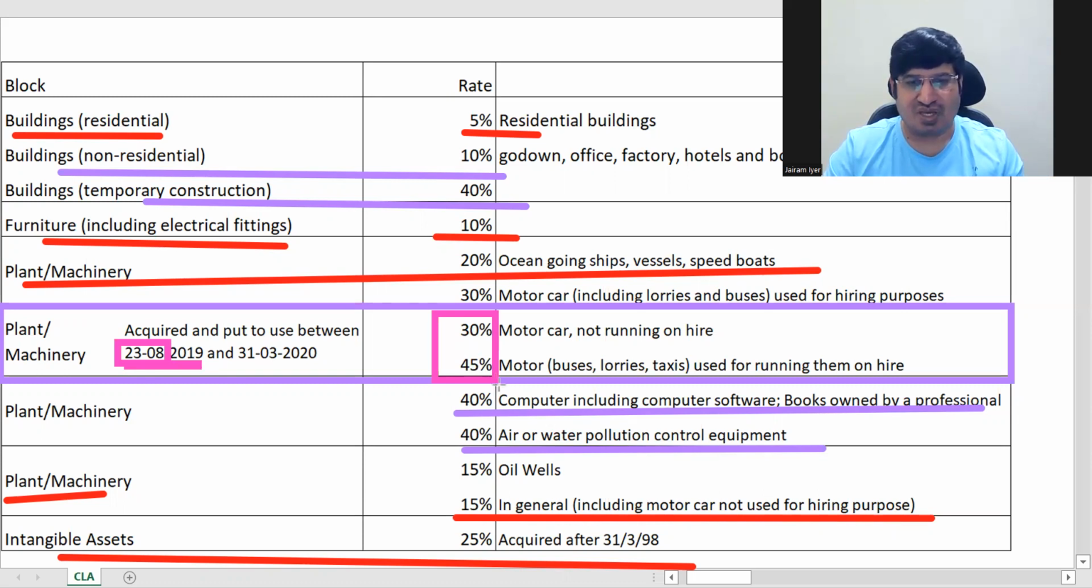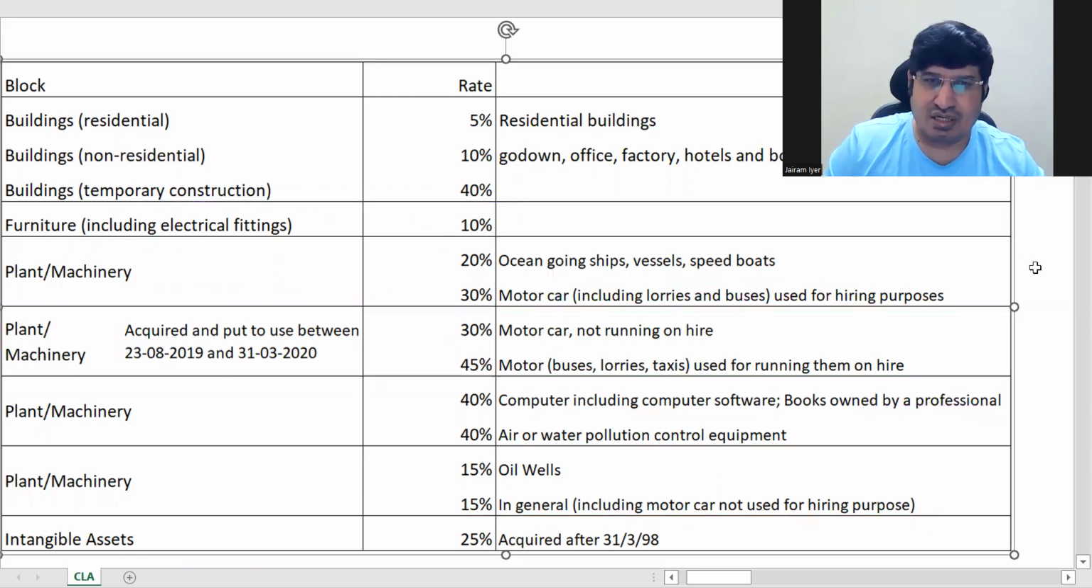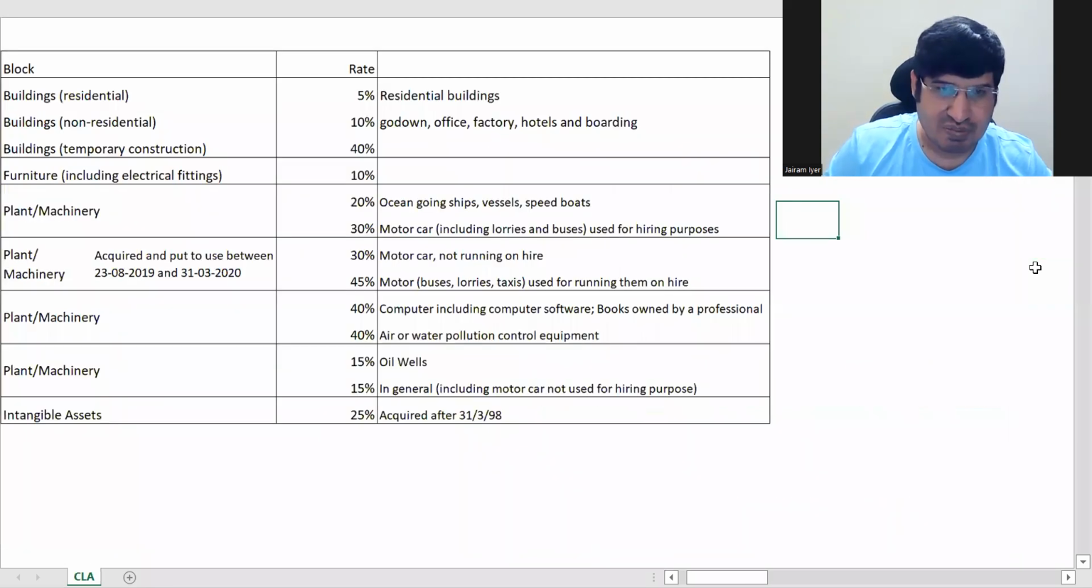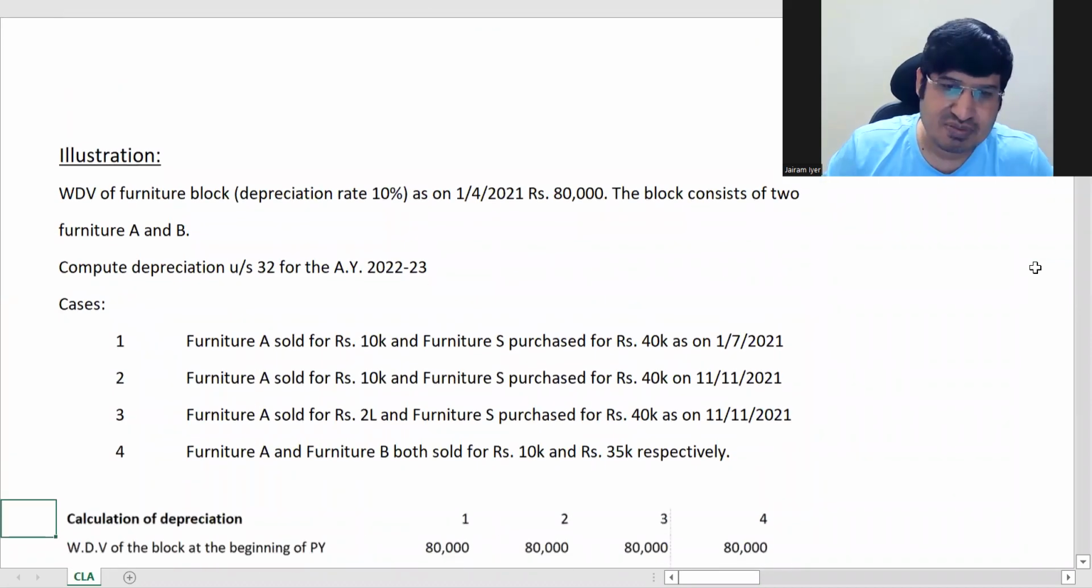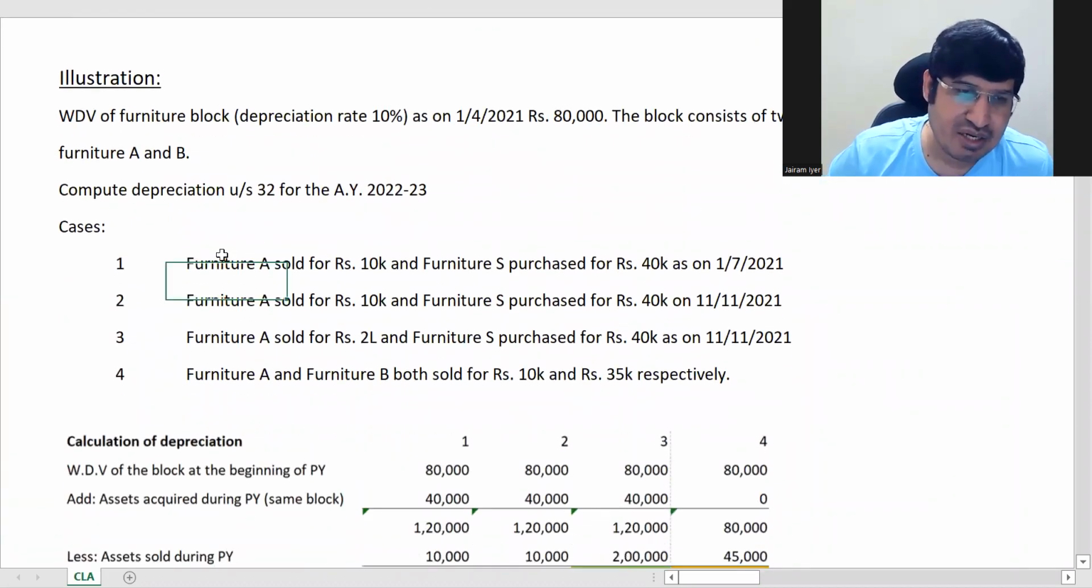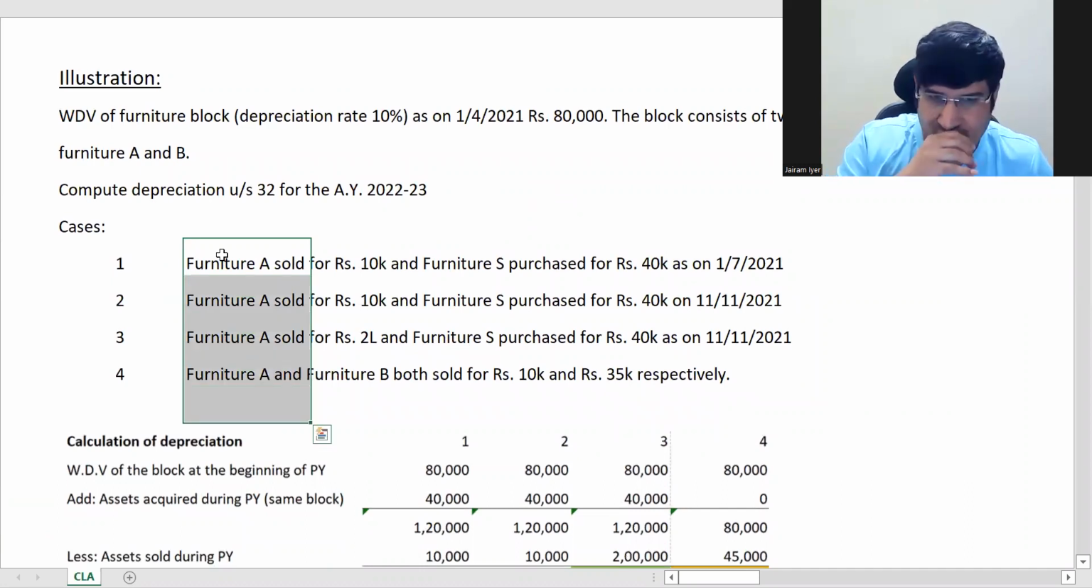Okay, it was inflated then to increase the demand. Right, so this is about your depreciation percentages. Okay, then we did this problem. Now I had taken you through 4 problems, 4 different types of problems we took in between.